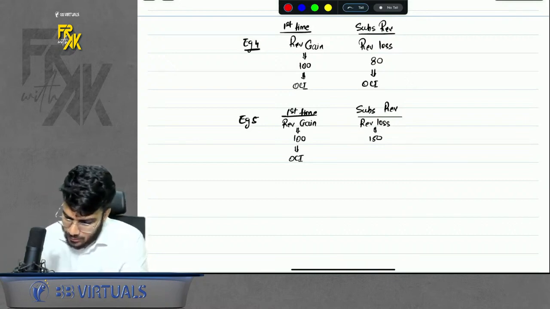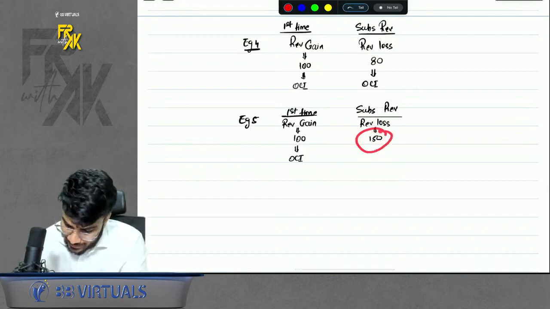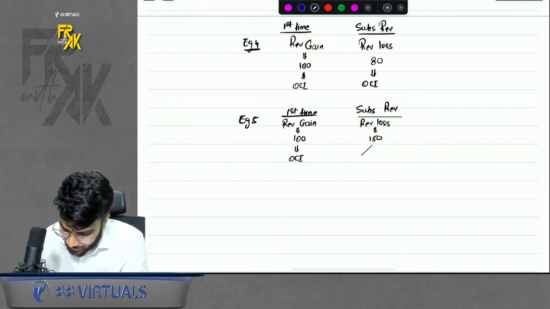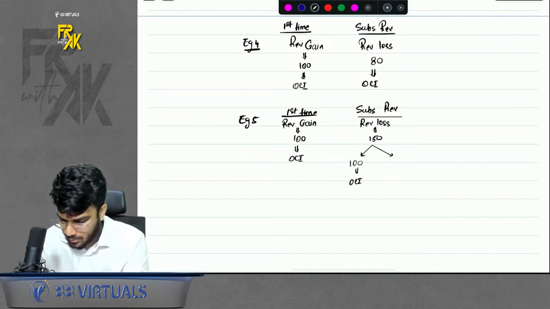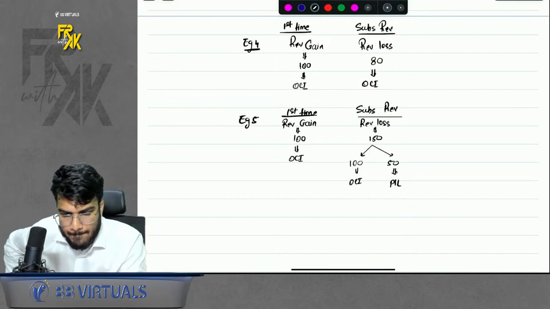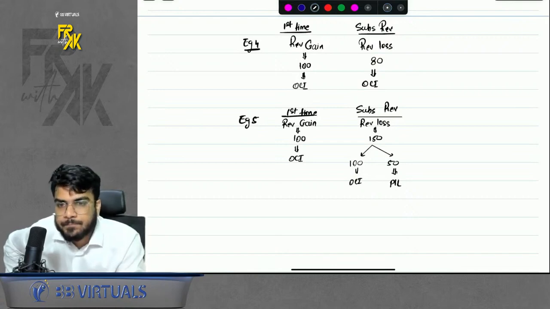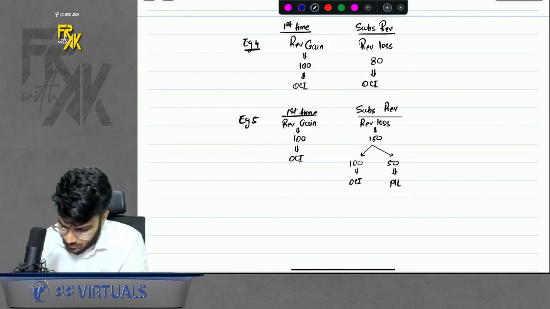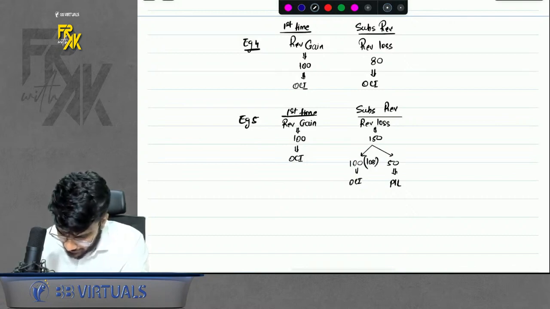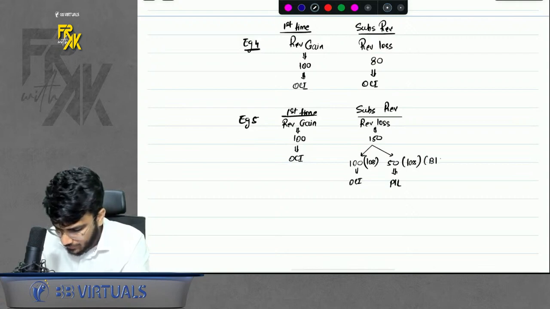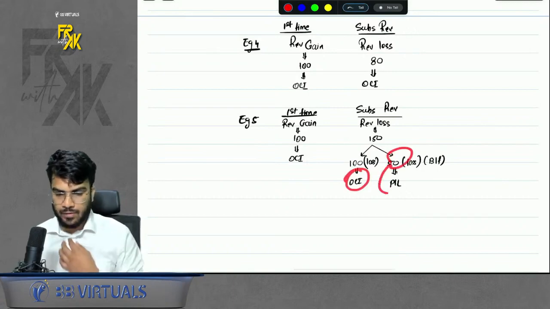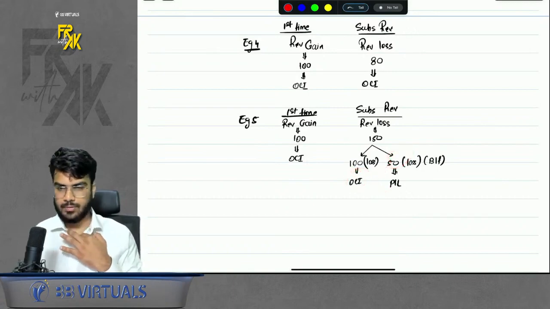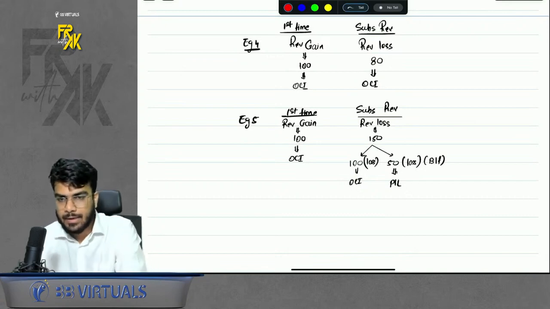Perfect answer, everyone. The loss is of 150. So first set off against the previous gain. To the extent of 100, you will transfer to OCI. Balance 50, you will transfer to profit and loss. Simple. Very good answer. So 100 of the loss will be transferred to OCI, and the balancing figure 50 will be transferred to profit and loss. Clear?